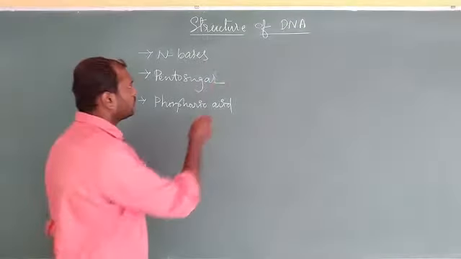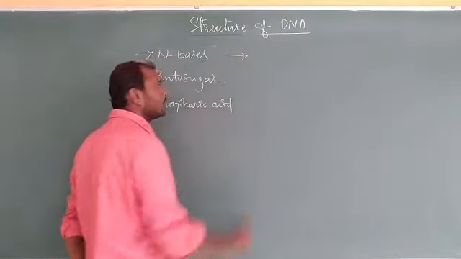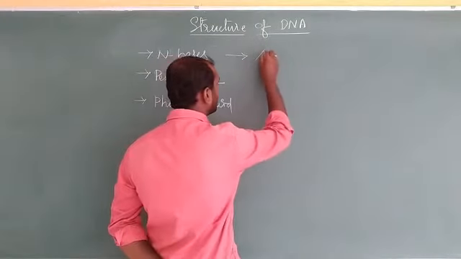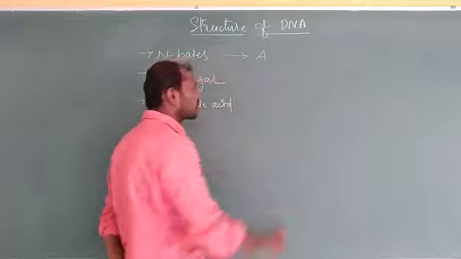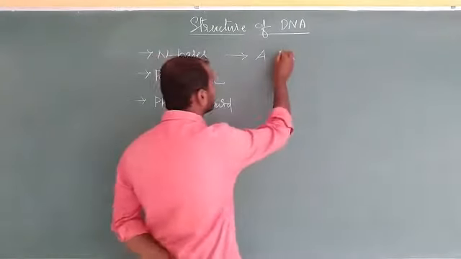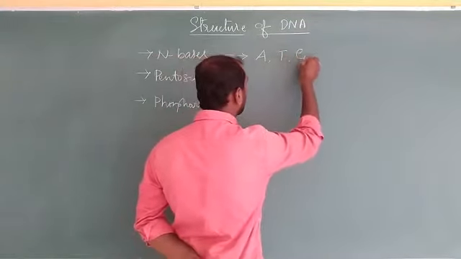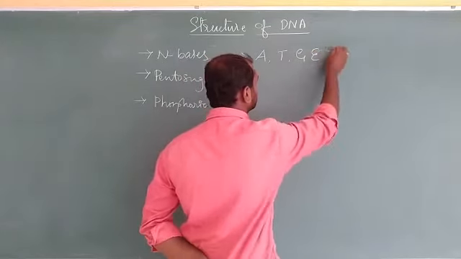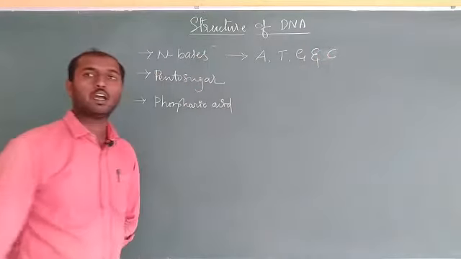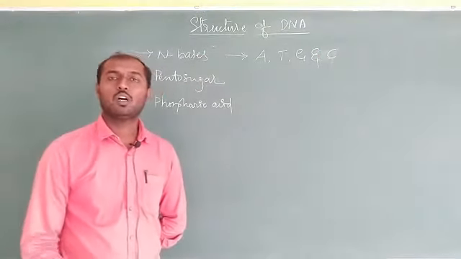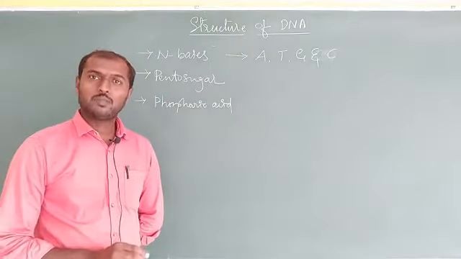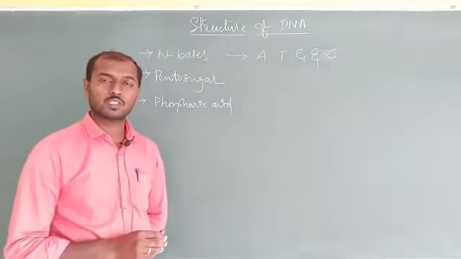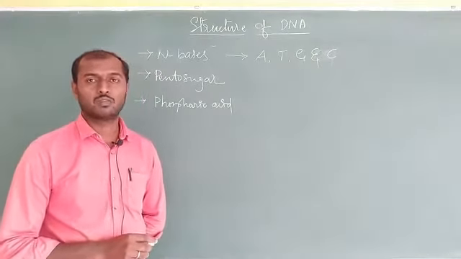You know very well we have different kinds of nitrogen bases, and the construction of DNA is done by A, T, G and C. That is adenine, thymine, guanine and cytosine. These are the four nitrogen bases mainly required in the construction of DNA.